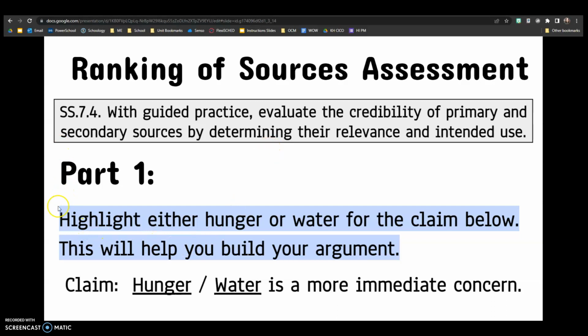So the first thing, part one, that you are going to do on this assessment is come up with a claim. So highlight either hunger or water for the claim below, and this is going to help you build your argument. The claim there says hunger or water is a more immediate concern. So you need to think back on all of the things we've talked about over the last couple of weeks, the different sources that we've read. Which of these two concepts or topics, hunger or water, is more immediate of a concern, meaning we need to solve that issue first. So whichever one you decide, you're going to highlight that.